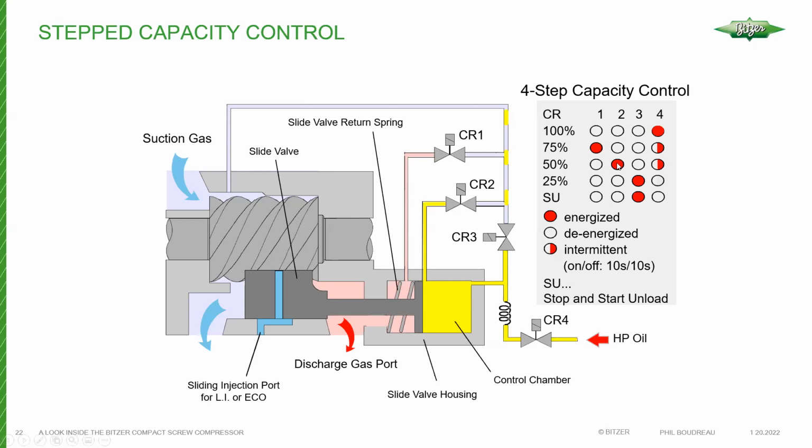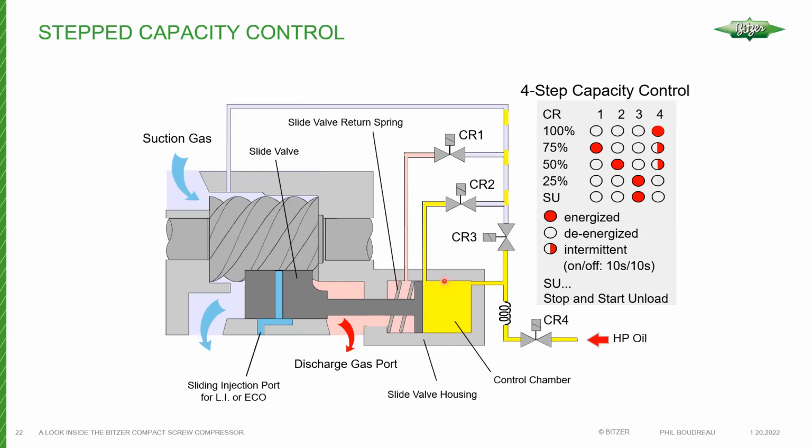If we want to load that up, then you can see, at 50%, you would energize CR2, and then we would pulse the loading solenoid because we need something to drive it to that position. If we want to move it to 75, we just simply energize CR1. As you can see in the control chamber, CR1 is way over here compared to CR2 and then CR3.